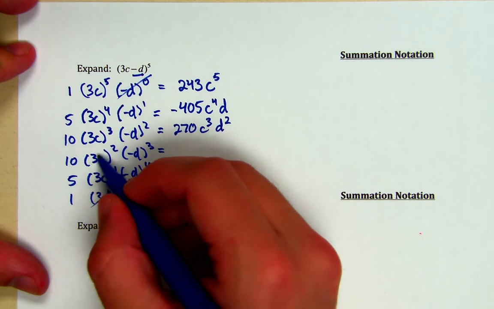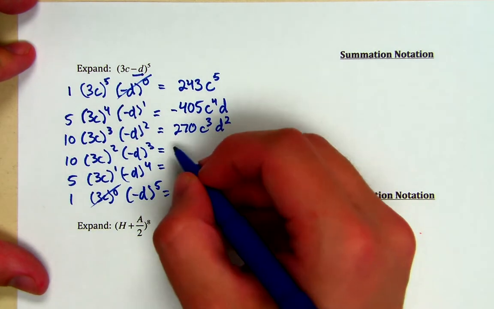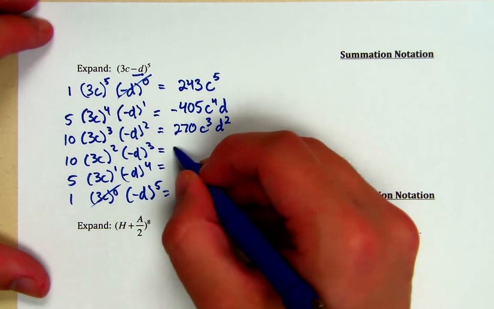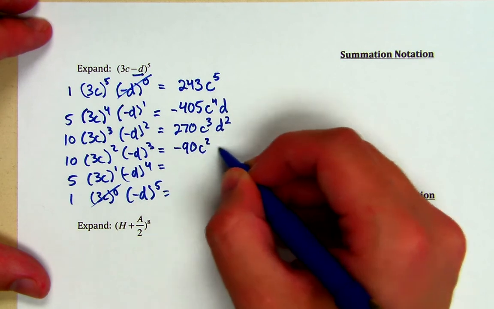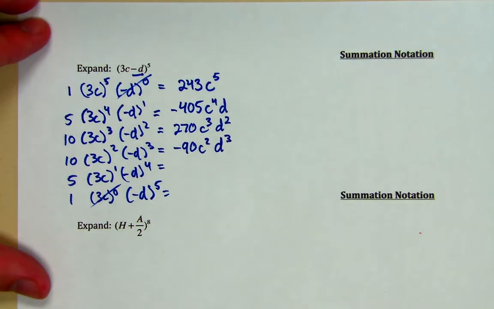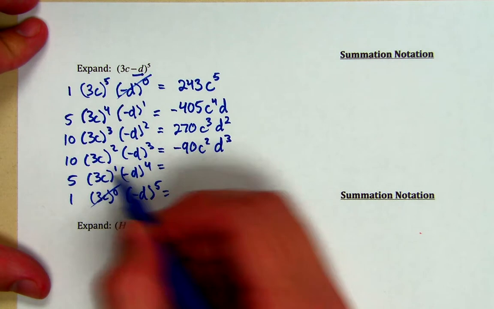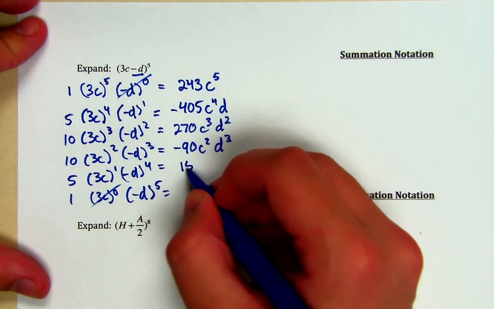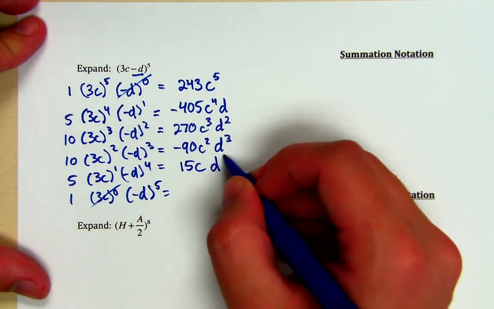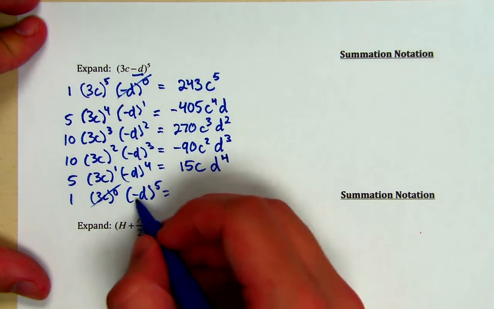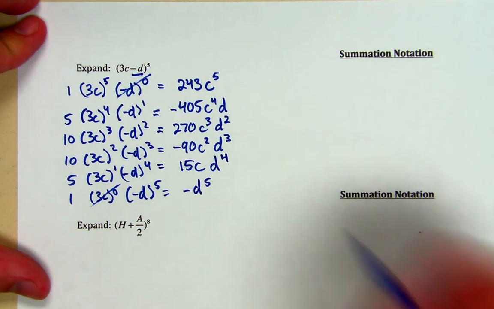And keep going. 3 squared is 9. 9 times 10 is 90. The negative will be here, so negative 90 c squared, d cubed. 5 times 3 is 15. No negative, so 15c, d to the 4th. And finally, negative d to the 5th.